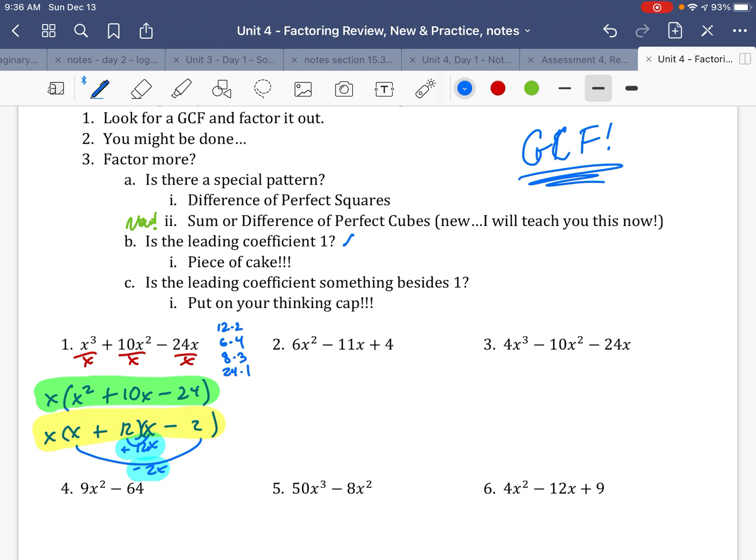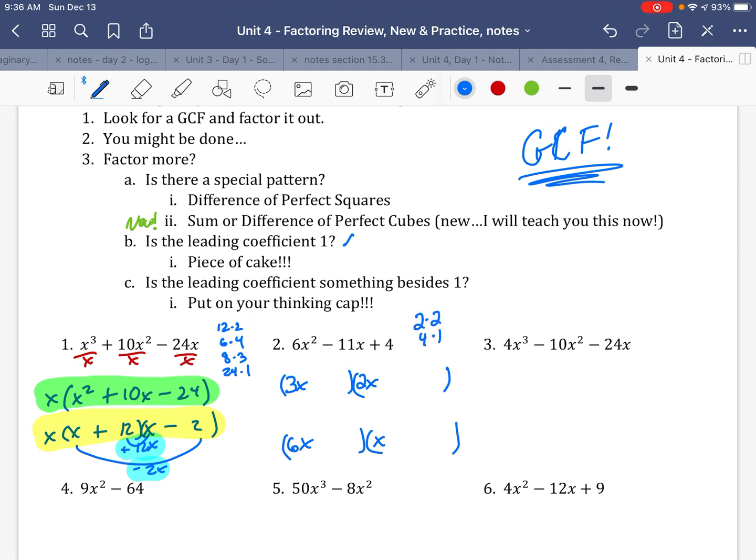All right, so for number 2. Let's see, 6x squared minus 11x plus 4. There's no GCF in that. They don't all divide by a common factor, so let's try it out. When I'm looking at this, 6x squared is kind of suspicious. I can either make that a 3x times a 2x to make 6x squared, or I can make that a 6x and a 1x to make 6x squared. These are kind of a pain. But luckily the 4 on the end only has 2 and 2, and also 4 and 1.